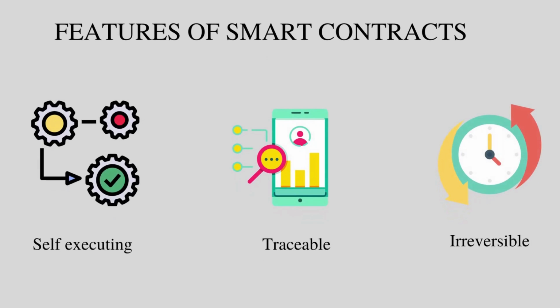Now, let's see the features of smart contracts. Self-executing. Smart contracts are self-executing. They don't need any central authority to enforce them. Traceable. Every smart contract has its own address, so they're traceable. Irreversible. Smart contracts are irreversible, so once they're executed, they cannot be reversed.